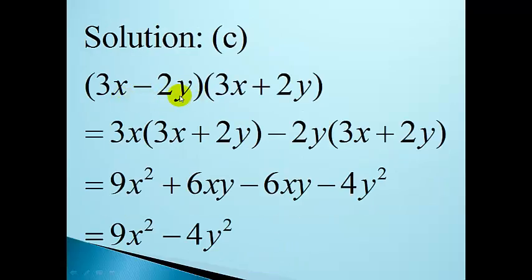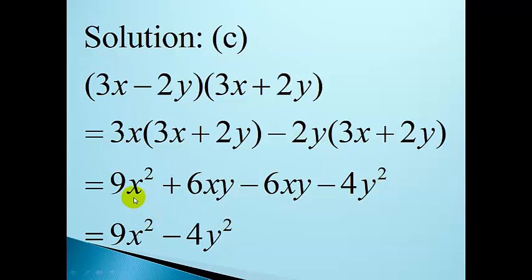Now 3x minus 2y times 3x plus 2y. So 3x multiplies all the expression in the second bracket. Then minus 2y also multiplies the second bracket. Now 3x times 3x will give us 9x squared. Plus 3x times 2y will give us 6xy. That is 3 times 2 gives us 6, and x times y gives us xy. Minus 2 times 3 will give us 6, and y times x is the same as xy. Minus 2y times 2y will give us minus 4y squared.